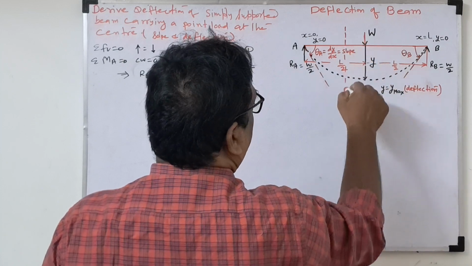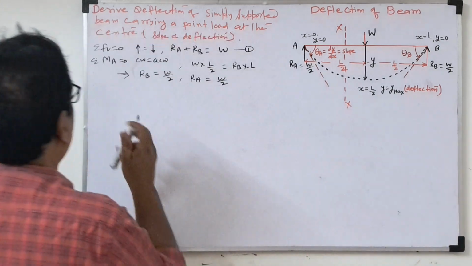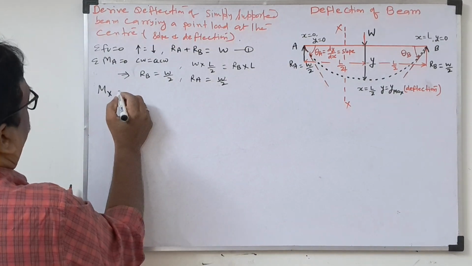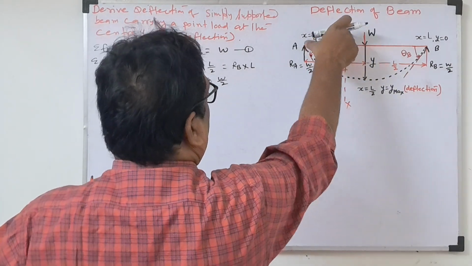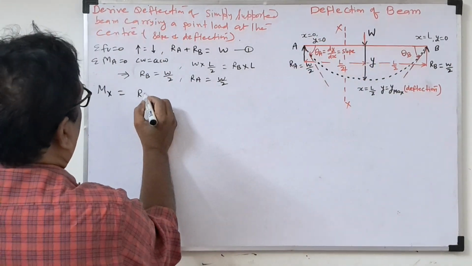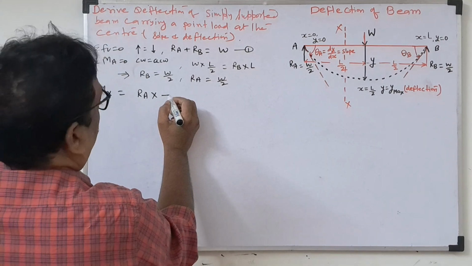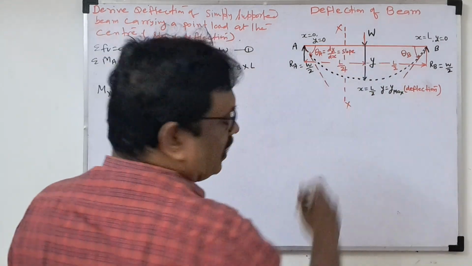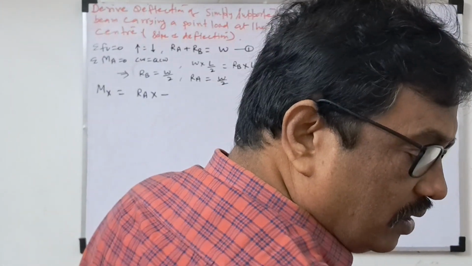Taking one section here, XX. Now we will find the moment, MX. What will be the bending moment of RA into X? RAX minus what will come here? So it's equal to W by 2 into X.